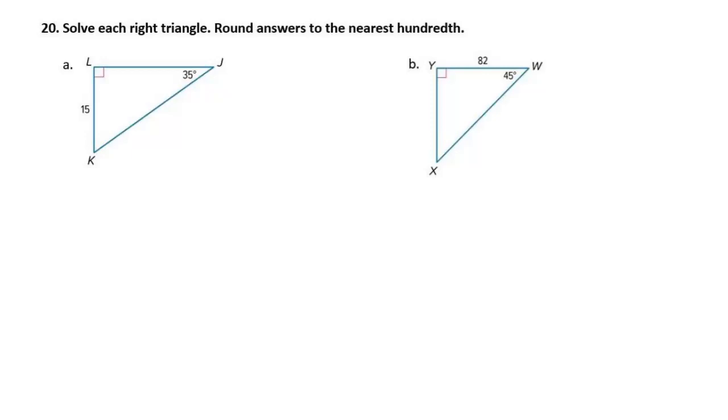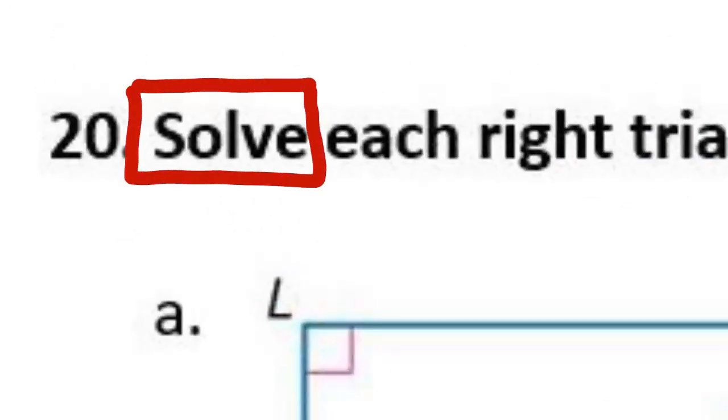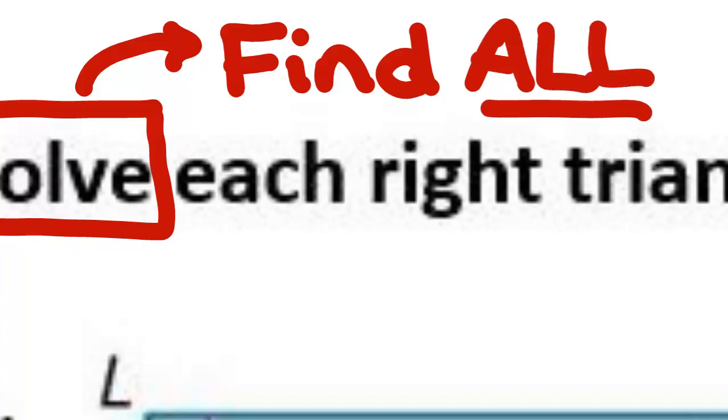The directions on number 20 say to solve the triangle. When the directions say solve the triangle, this means to find all the missing sides and angles.